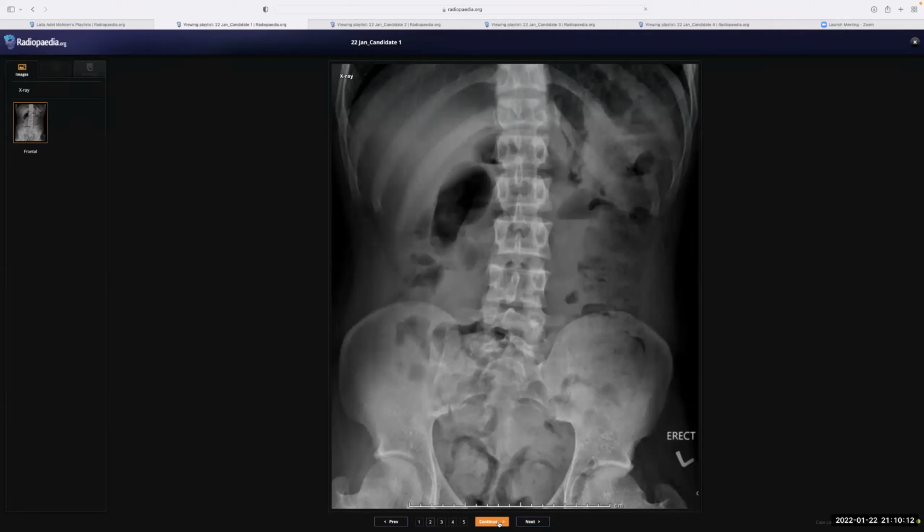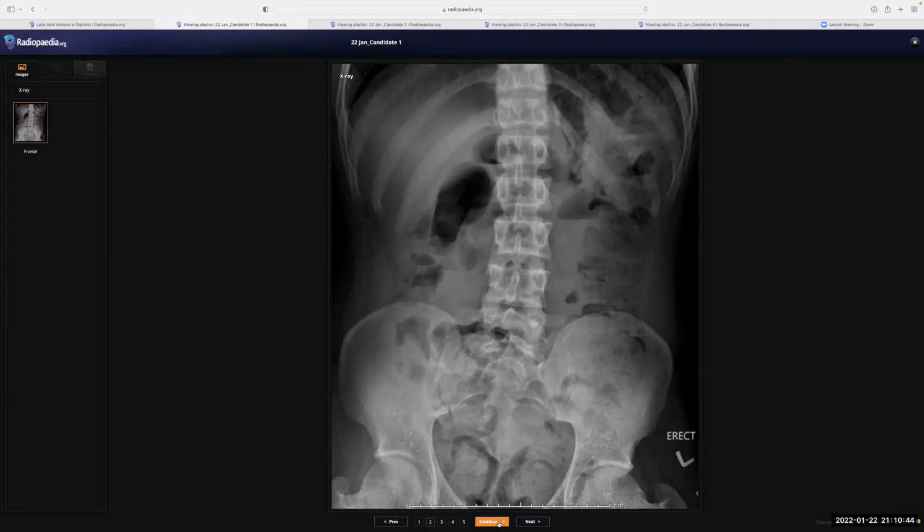So this is the frontal AP radiograph of abdomen, 30-year-old male, chronic constipation. And I can see there is a fluid level, which is present in the left side of the abdomen. I think this is likely to be small bowel.